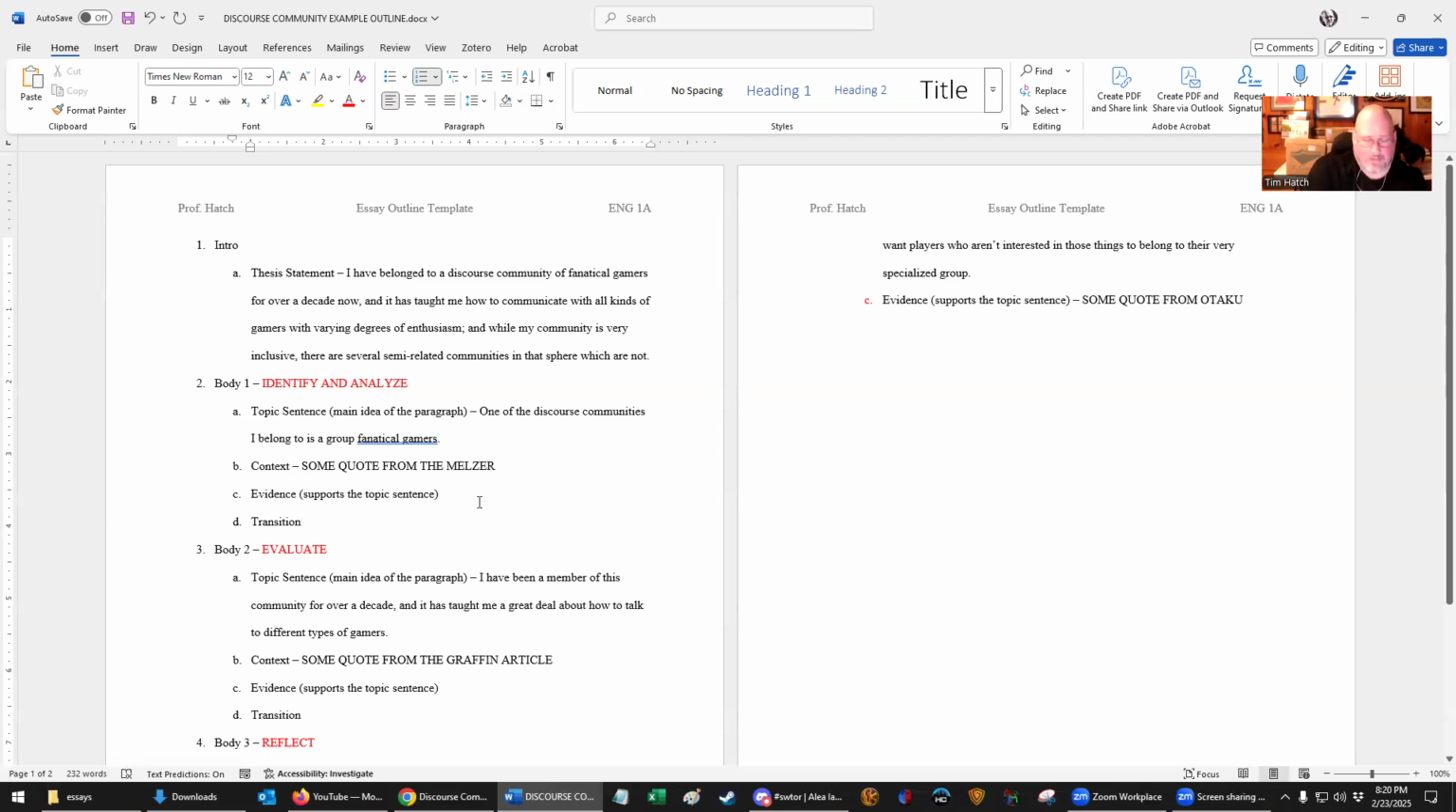It's a 5 paragraph essay, which means 3 body paragraphs, which means you only need 2 transitions. So a transition, let me actually just do the formula. The formula is always this: in addition to X, also Y. That's the formula. So if we're going with that formula, then we're talking about one of the discourse communities I belong to is a group of fanatical gamers.